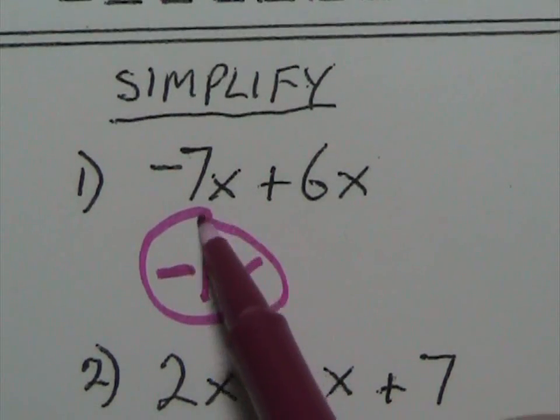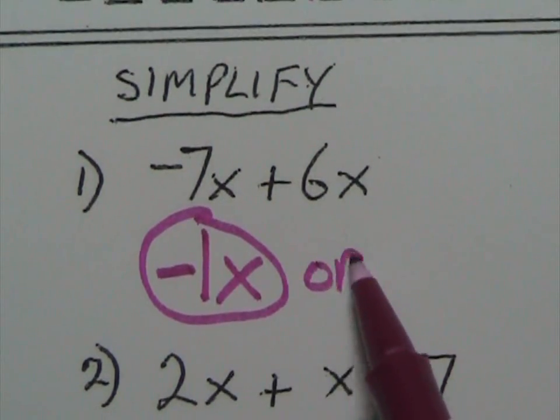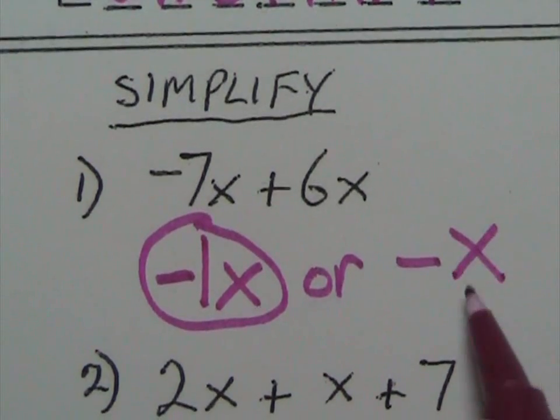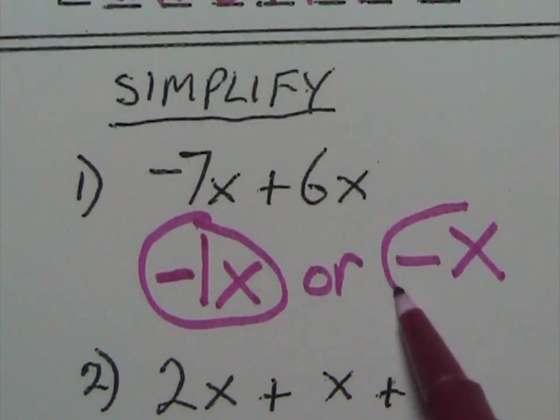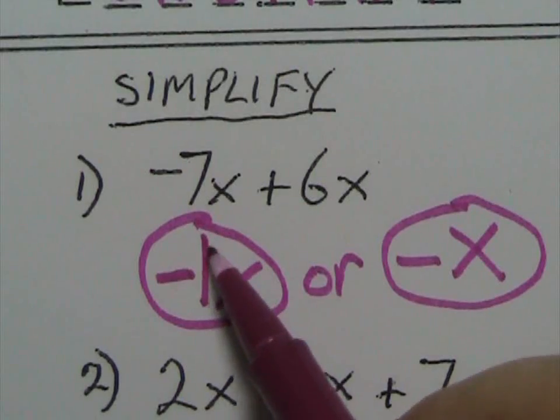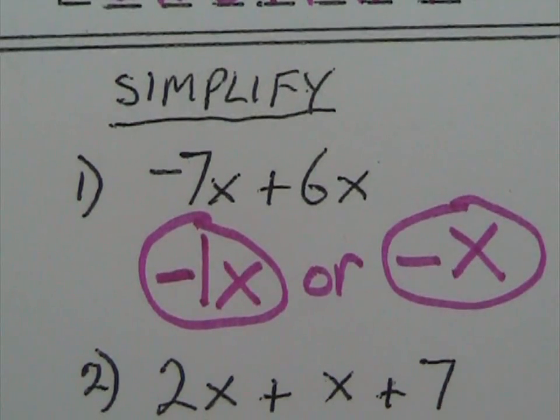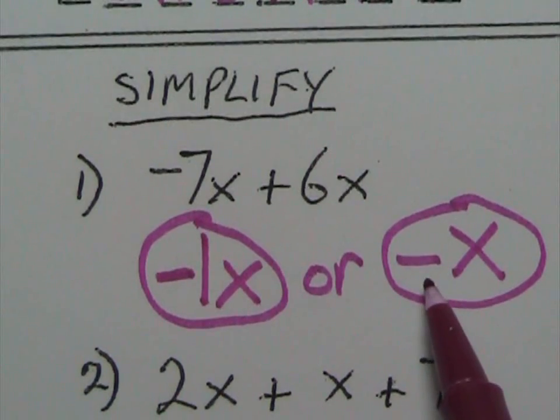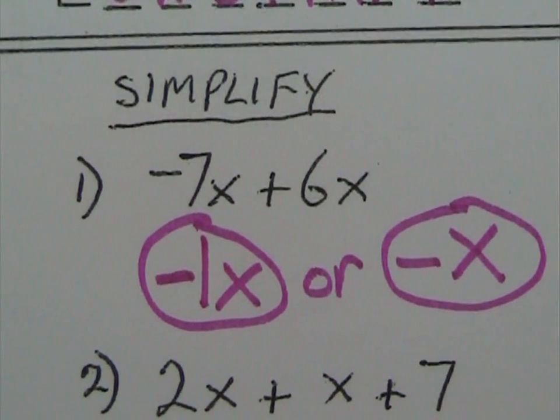Now, instead of writing this, many times you will just see negative x. They won't put the invisible 1 right there. So you might see a negative 1x, but most of the time in textbooks, you'll see only negative x.